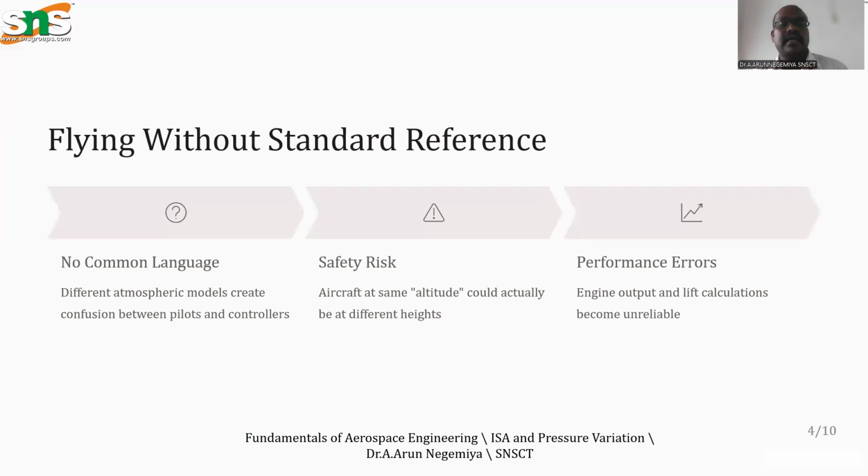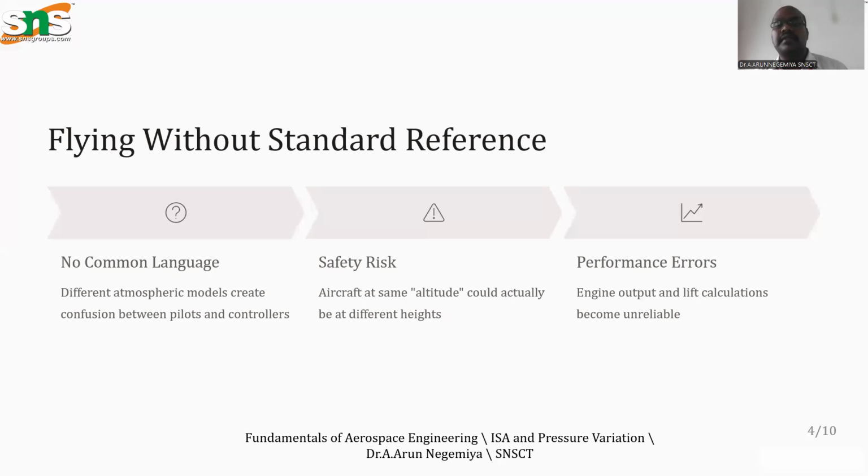Next is flying without standard references. What are the common problems that will occur? First one is no common language. Every country uses its own language. For example, India uses either Hindi or English, and Gulf countries use Arabic. Each and every country uses its own language for communication, which creates safety risks.